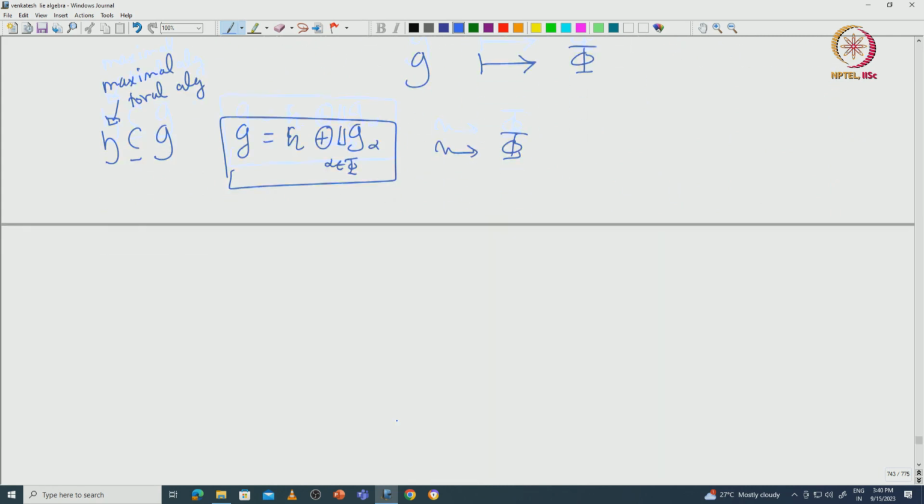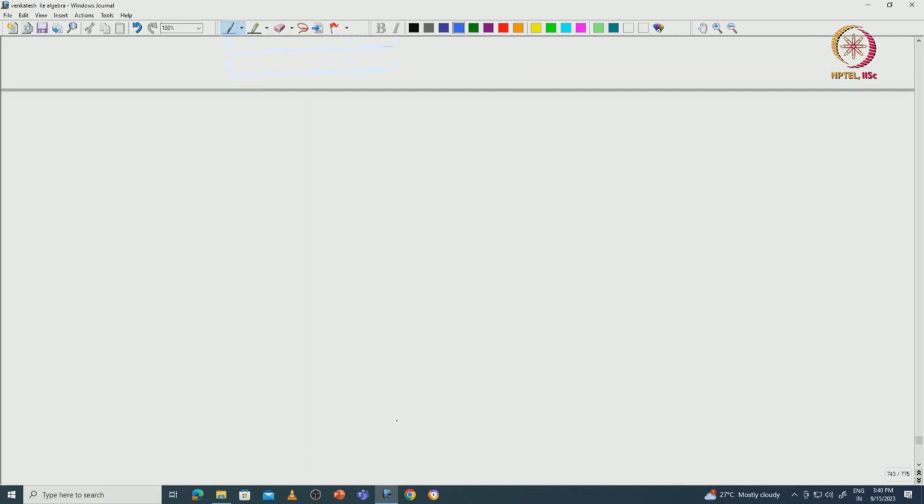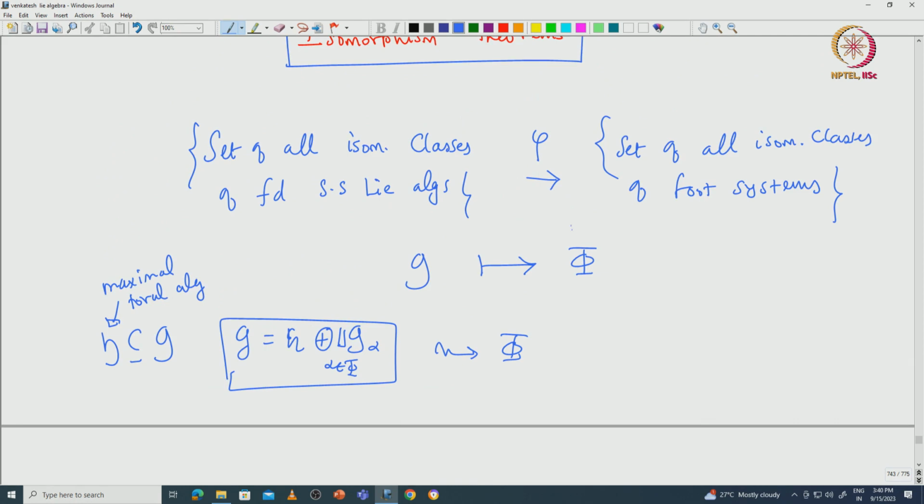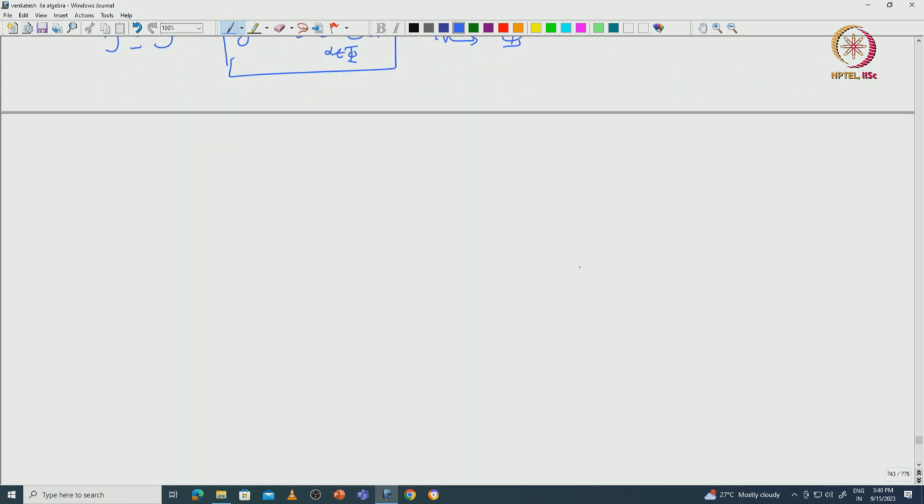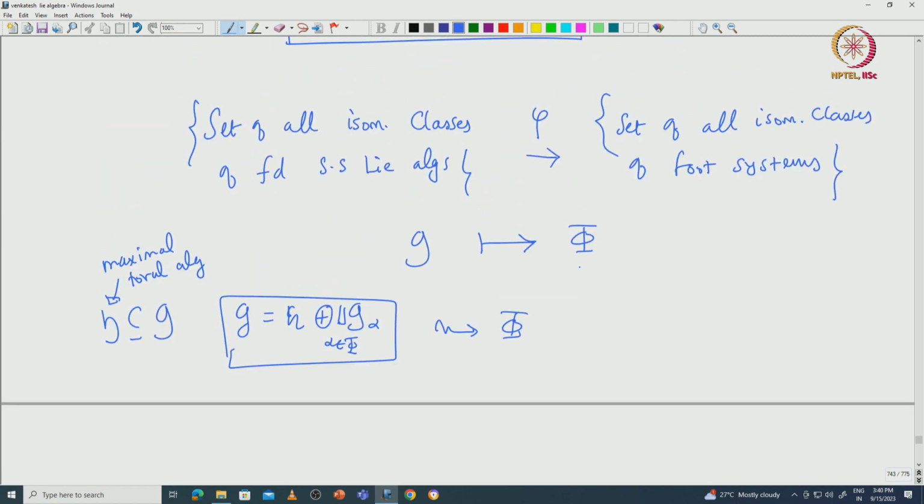So what we want to prove is that this map varphi is actually injective. That means if there are two root systems coming from two semi-simple Lie algebras G and G dash, and suppose these two root systems phi and phi dash are isomorphic, then we want to prove that the respective semi-simple Lie algebras are also isomorphic. Okay. So before proving that, let's understand something about this map.